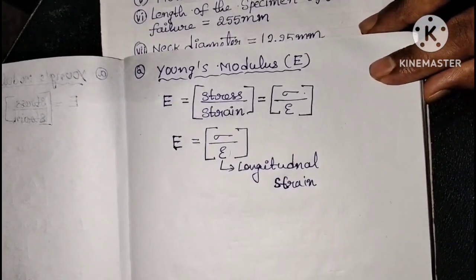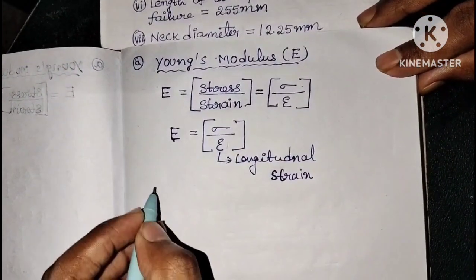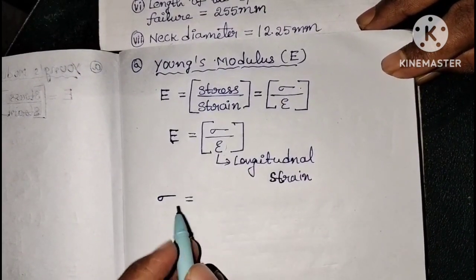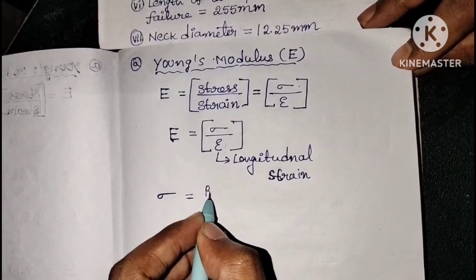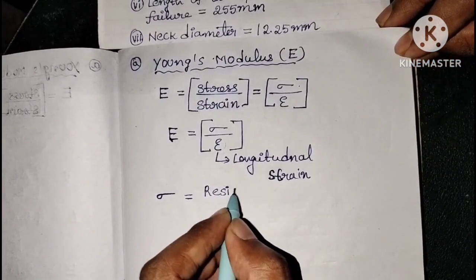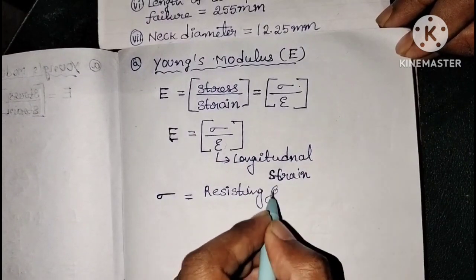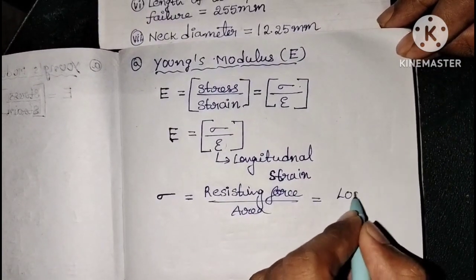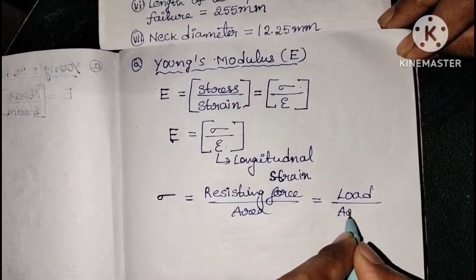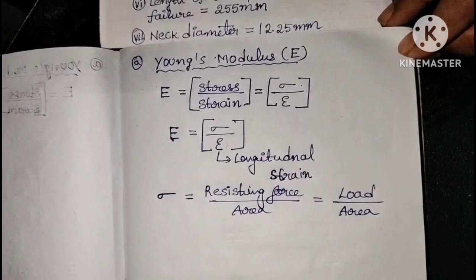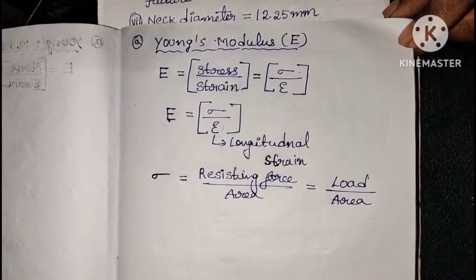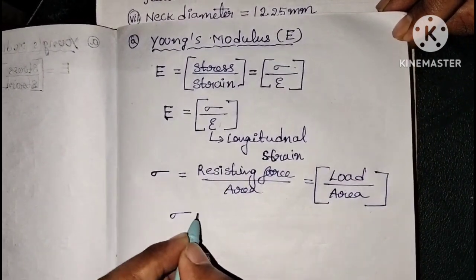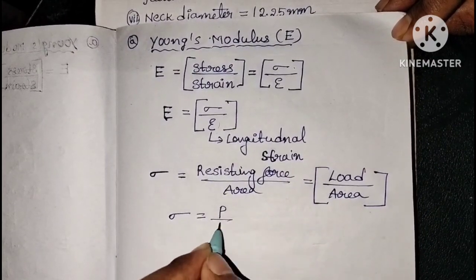Okay, remember. And what about normal stress? What is the formula for normal stress? How do we get sigma? Normal stress is equal to resisting force by area. Resisting force is generally called load, so simply load by area. So sigma is equal to load, denoted by P, divided by area, denoted by capital A.